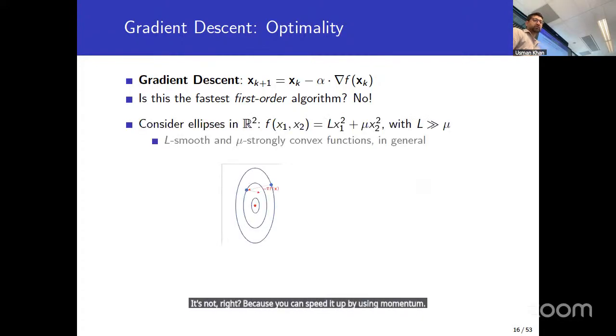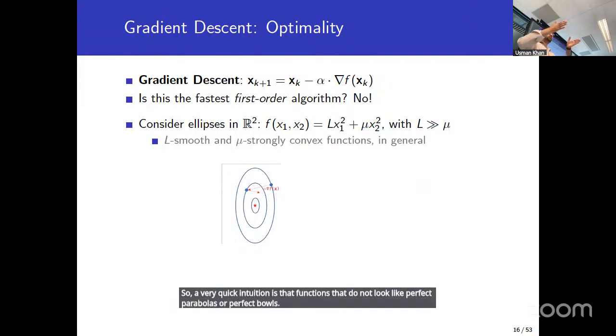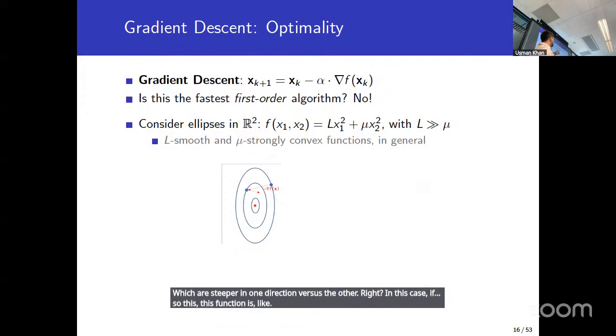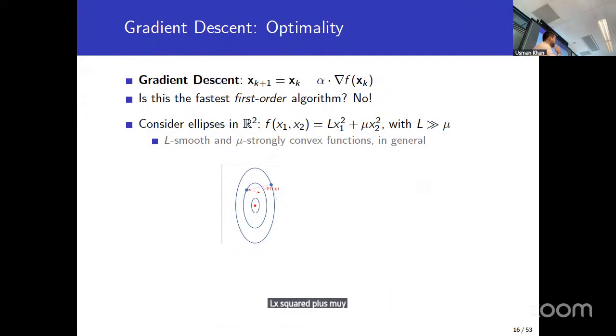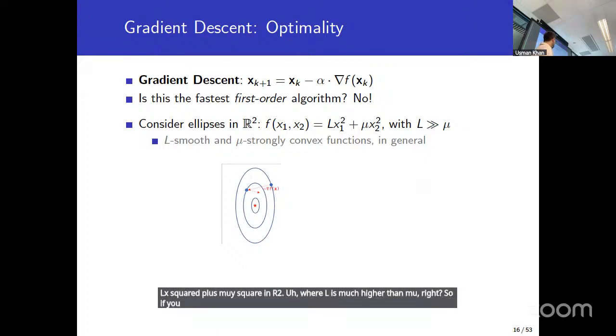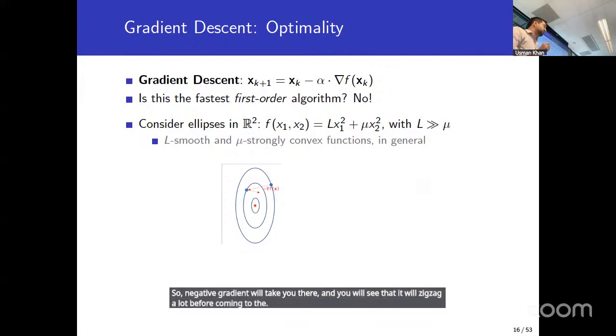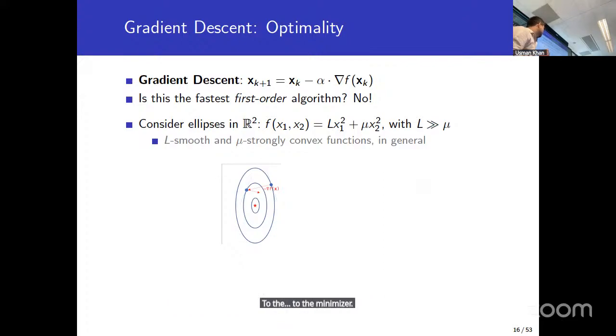A very quick intuition is that functions that do not look like perfect parabolas or perfect bowls are steeper in one direction than the other, right? In this case, this function is like Lx square plus mu y square in R2, where L is much higher than mu. If you choose an arbitrary point on this function, the maximum growth is in this direction. So the negative gradient will take you there, and you will see that it will zigzag a lot before coming to the minimizer.